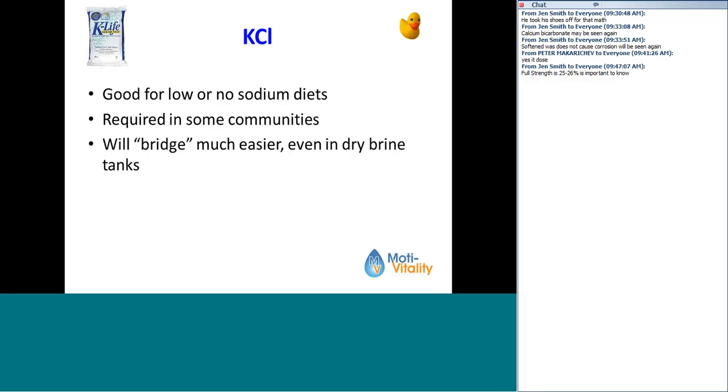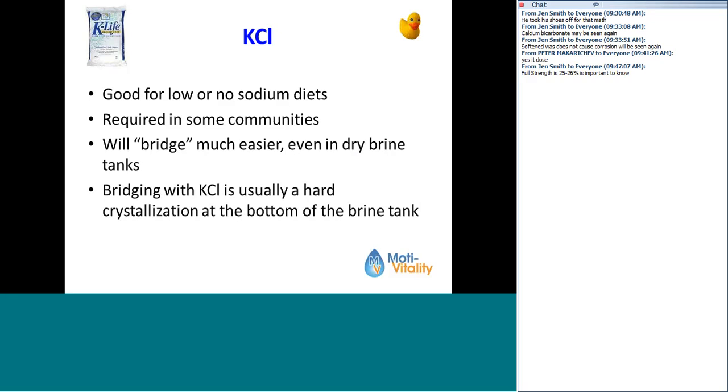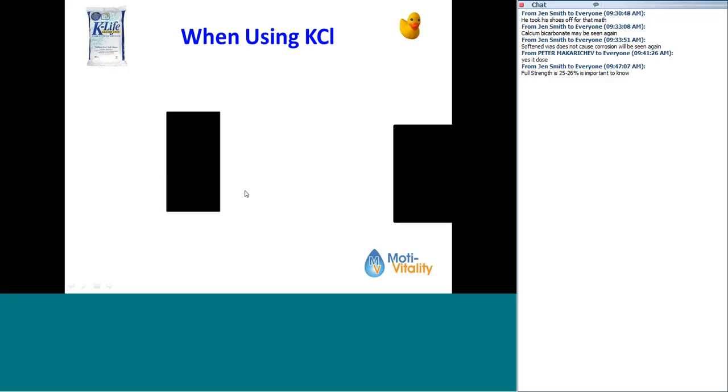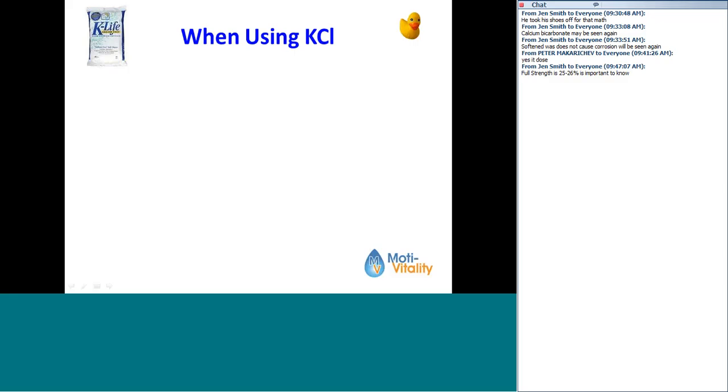It bridges much easier even in dry brine tanks. Now, that's because bridging with potassium chloride is different than bridging with sodium chloride. And it's at this point that I'm going to draw a picture. Because bridging with potassium chloride is usually a hard crystallization at the bottom of the brine tank. And temperature fluctuations make it worse. So let me put on my little drawing pen here and show you what I'm talking about.